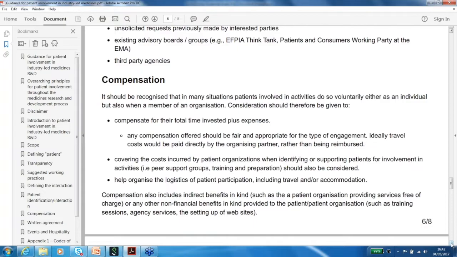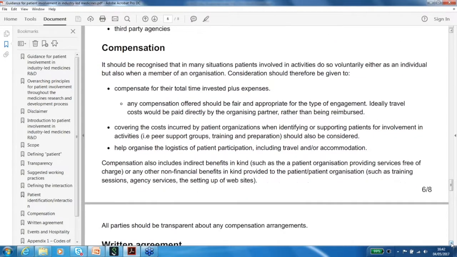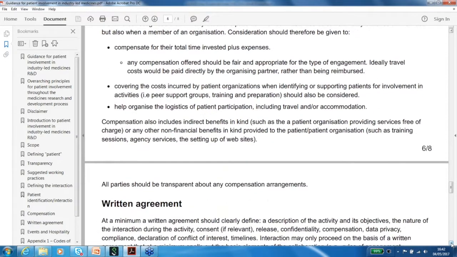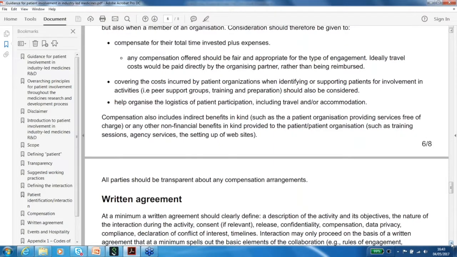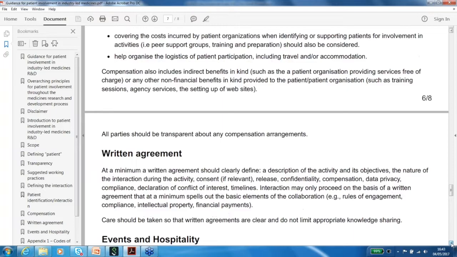And then, we talked about compensation being inclusive of indirect benefits in kind, such as a patient organisation providing a service free of charge, or any other non-financial benefits, such as training sessions, agency services, or setting up a website to identify patients. And also, just going back to the transparency message, making sure that compensation arrangements are disclosed.